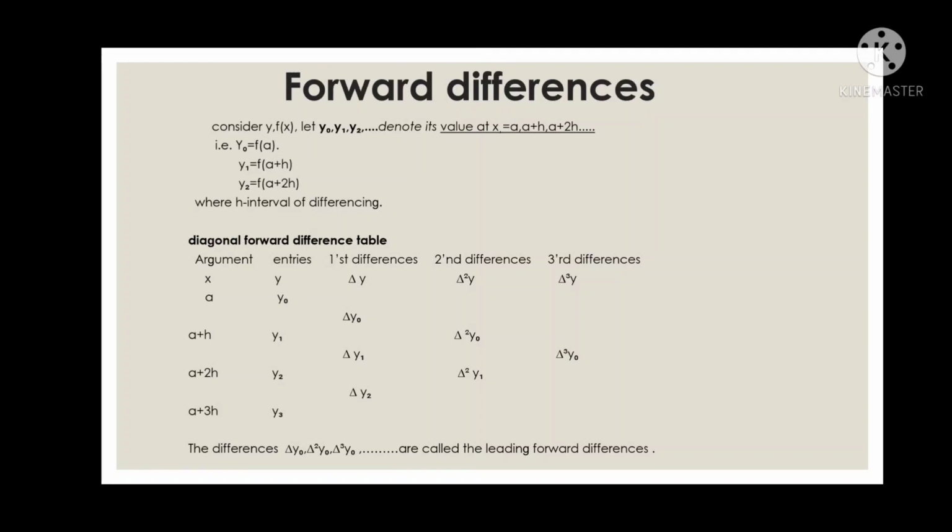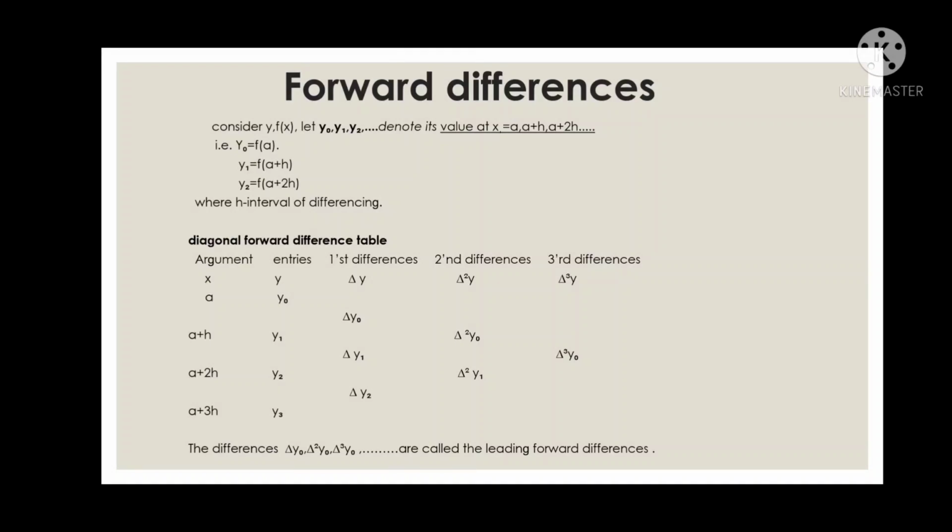Now the difference between the entries, that is the difference between y1 and y0, is denoted by delta y0 and it is called the first forward difference. The first forward difference is generally denoted by delta y. The first difference will be y1 minus y0 is equal to delta y0. Like that, y2 minus y1 is equal to delta y1, y3 minus y2 is equal to delta y2. So these are the first forward differences.